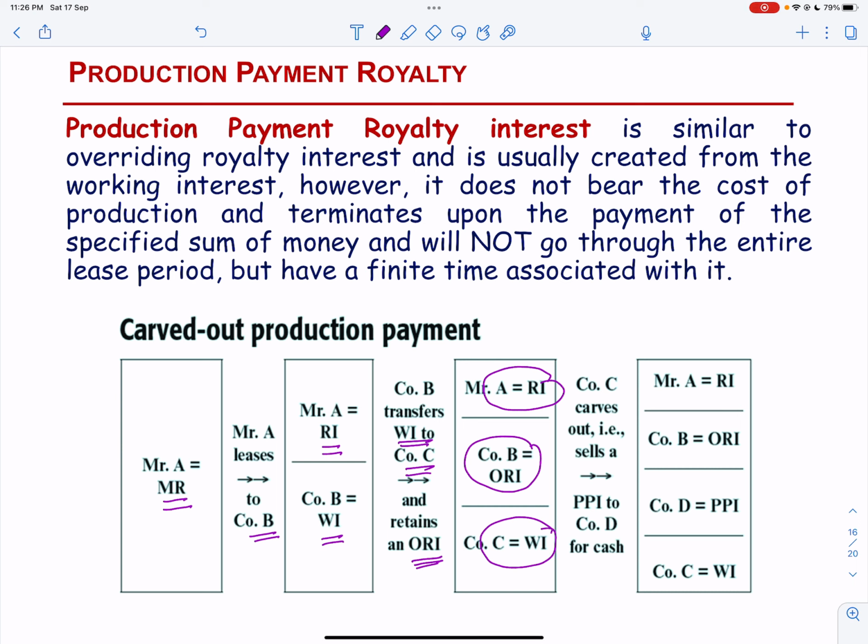Now, company C further carves out or sells out the production payment to company D for cash. So now the landowner has the royalty interest, company B still holds the overriding interest, company C has the working interest, and company D has the production payment interest, and they are going to be paid as long as the money is not paid off, or they are going to share it as a percentage of the production.